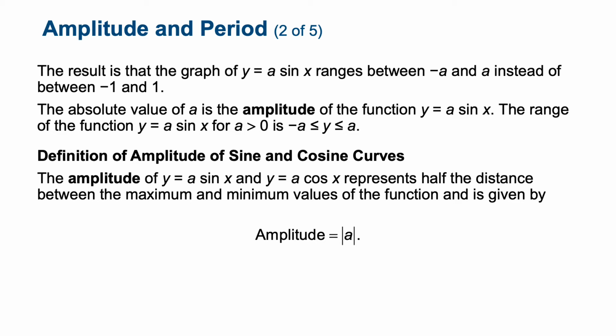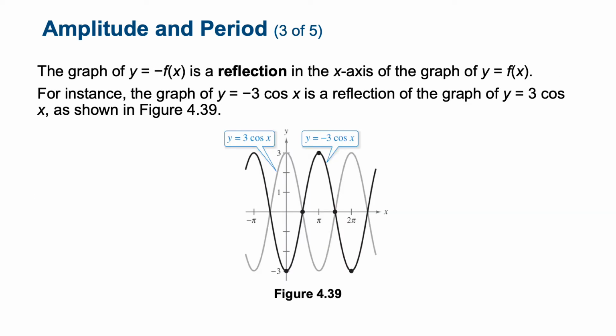Okay, so another thing about amplitude, it's the amplitude for a sine of x and a cosine of x. It represents half of the distance between minimum and maximum values of the function, and we're given this as the absolute value of a. And we said that already, but that's okay.